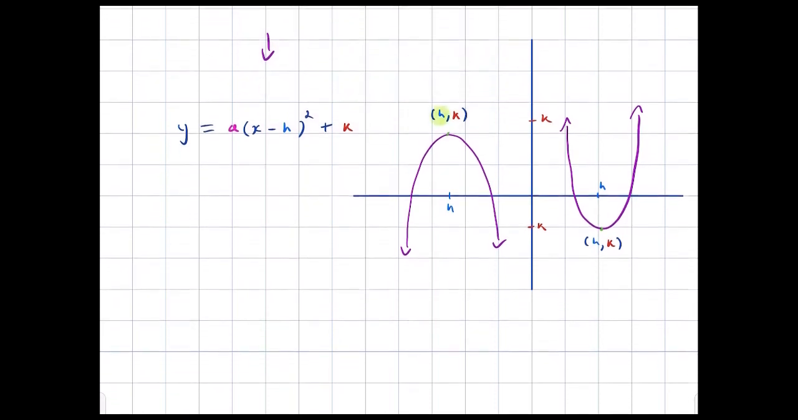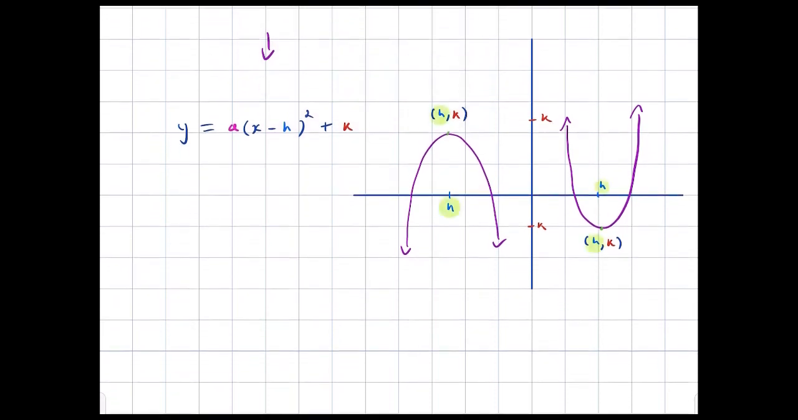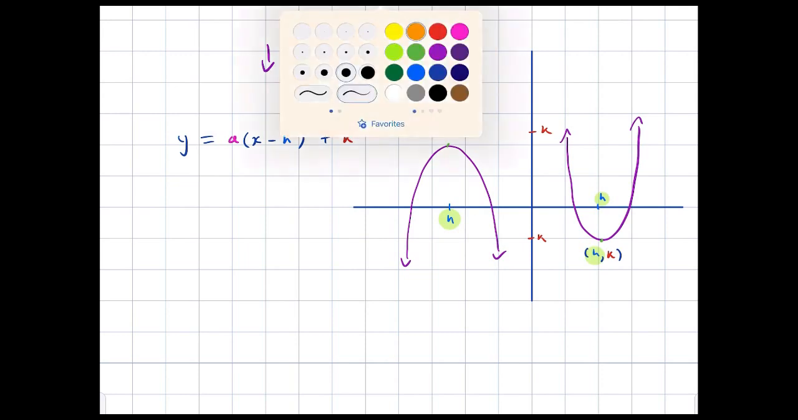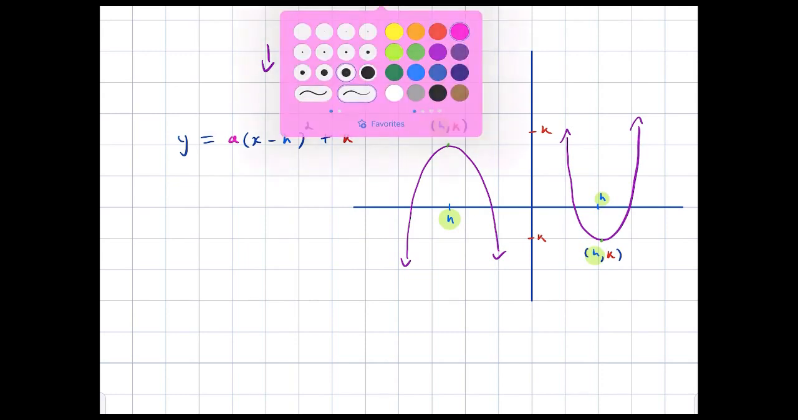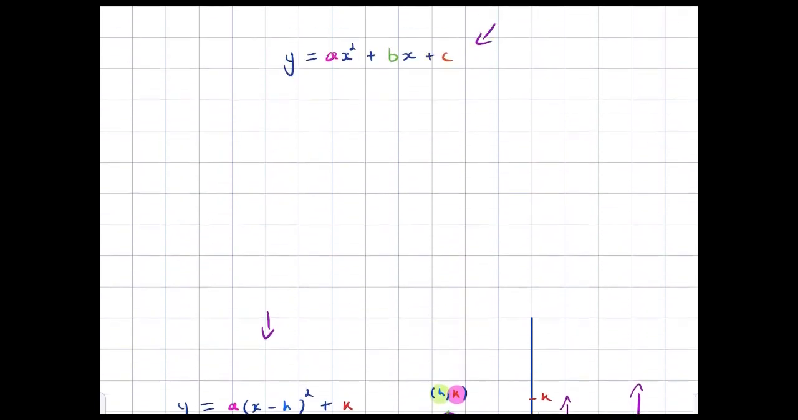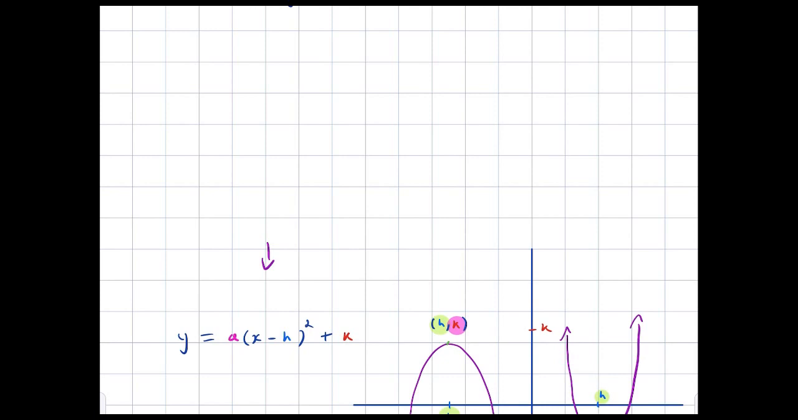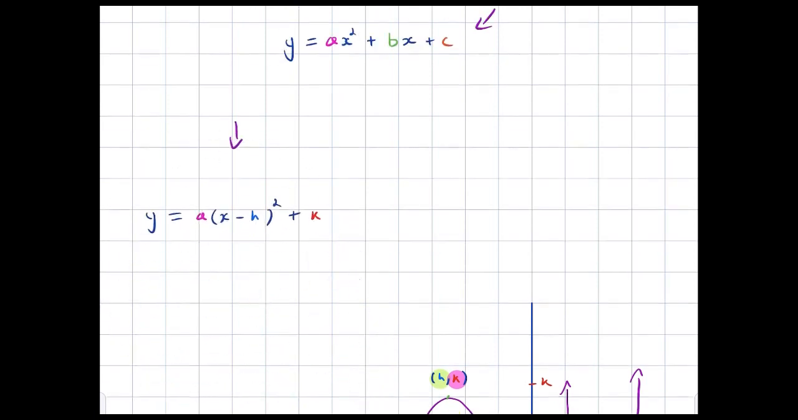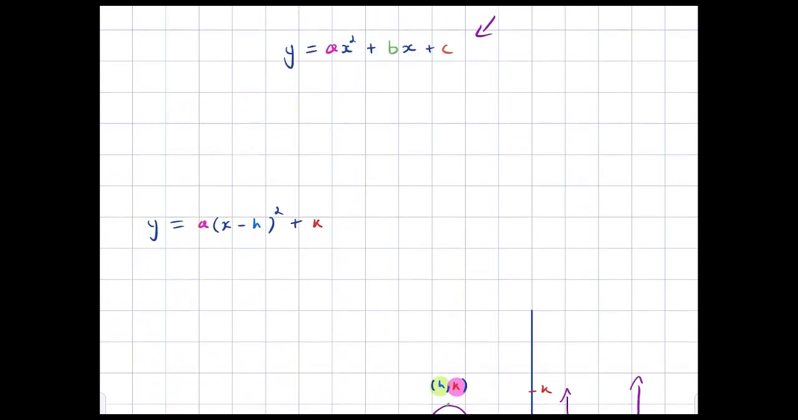I want to find the x coordinate, the h coordinate of the vertex, which is the input value that gives me the maximum output in this case when it's facing downward, which is the y coordinate of the vertex, or the minimum output, the minimum y value if it's an upward facing quadratic. I want to do something to this standard form so that I can get it into vertex form. I want to start with this and end up with that, and that's what completing the square is. It's the tool for doing this.